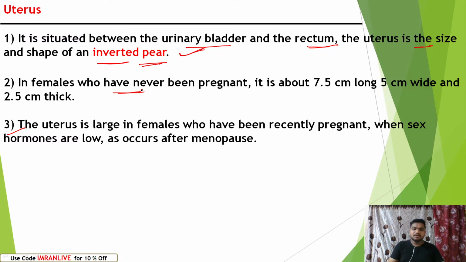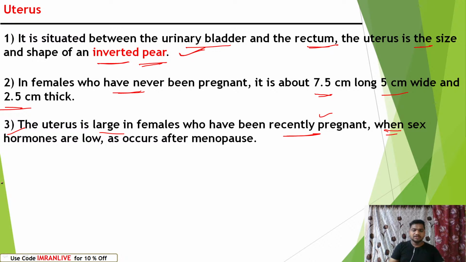In a female who has never been pregnant, the uterus is about 7.5 centimeters long, 5 centimeters wide, and 2.5 centimeters thick. Once a female gets pregnant and a baby is delivered, the size of the uterus will enlarge. Why? Because implantation and the development of the embryo take place in the uterus. So once a female gets pregnant, it enlarges automatically. The uterus is larger in females who have been recently pregnant, who have completed their gestation period and delivered.